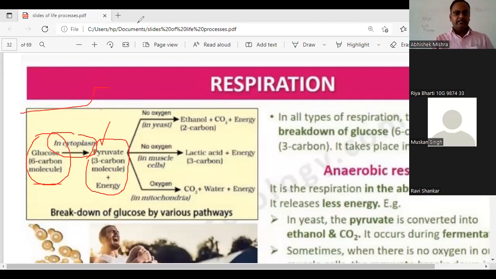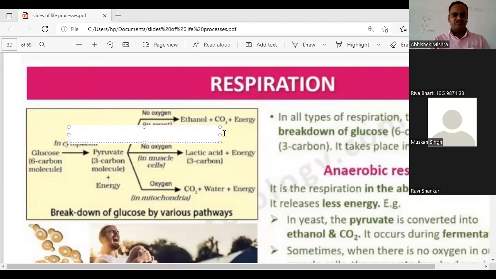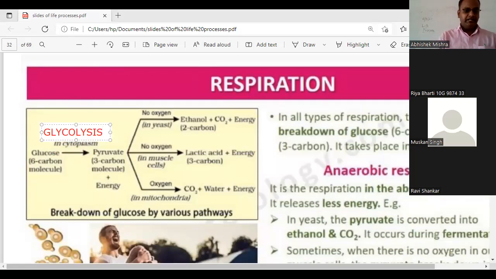And one more thing, students, in class 10, as far as our syllabus is concerned, the name of this step in NCERT is not mentioned, but we will do it here. The name of this step, when glucose is converted into pyruvate, a 3-carbon molecule, is glycolysis. Remember, in NCERT of class 10 its name has not been mentioned, but we have to remember this. When glucose is converted into pyruvate, which occurs in the cytoplasm of the cell, this process is called glycolysis.